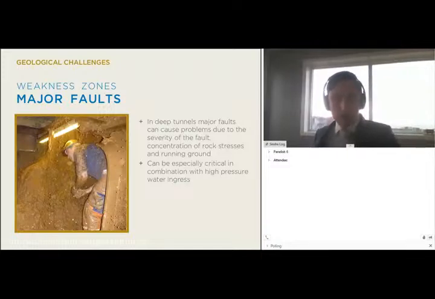Also, just as I mentioned during the last poll question, the rock stress concentrations can certainly be seen in relation to faults.